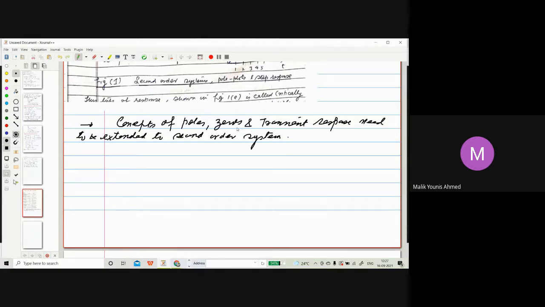Now the second order system will have a wide range of responses. That means it will not have only a few responses, but a wide range of responses, that we have to see by taking an appropriate example.